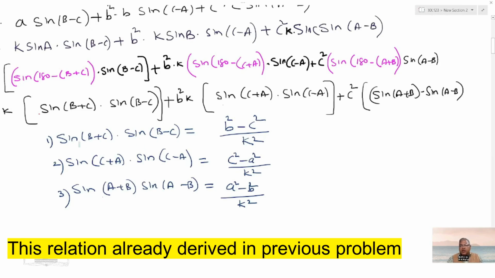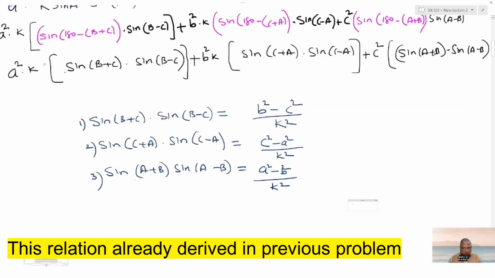Now there are three formulae. Sine of b plus c into sine of b minus c equals b square minus c square upon k square. Similarly, sine of c plus a into sine of c minus a equals c square minus a square upon k square. And the third one, sine of a plus b into sine of a minus b equals a square minus b square upon k square.